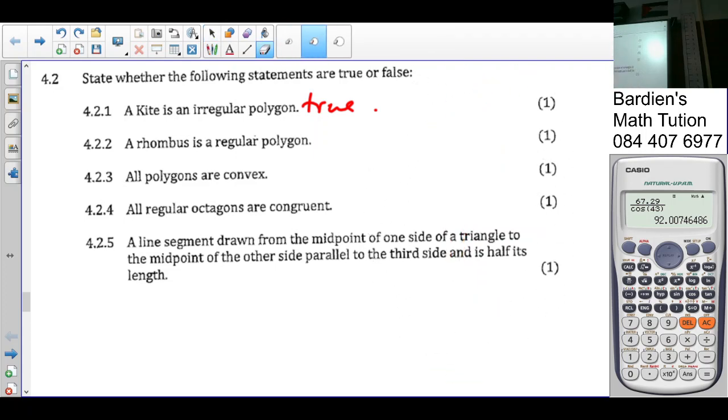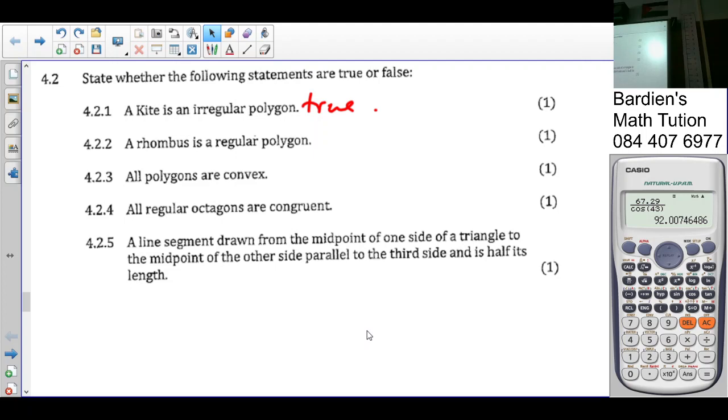So in other words, there's only one regular 4-sided figure. There's only one. And which one is that? The square. The square is the only regular quadrilateral.